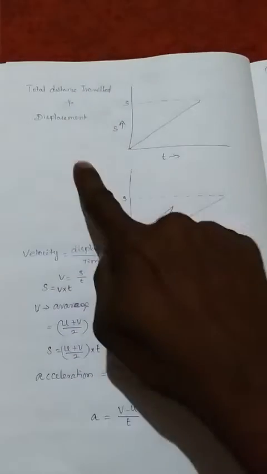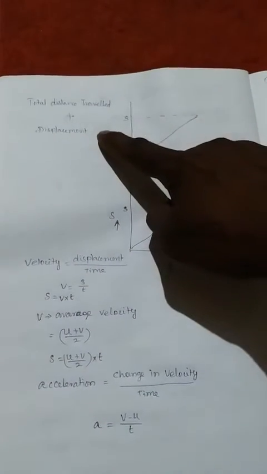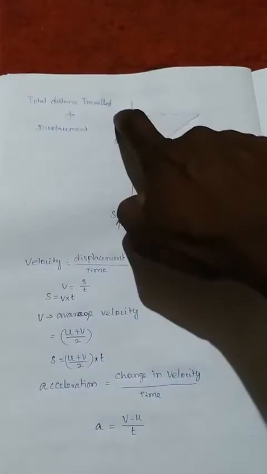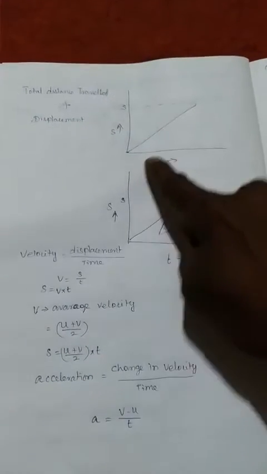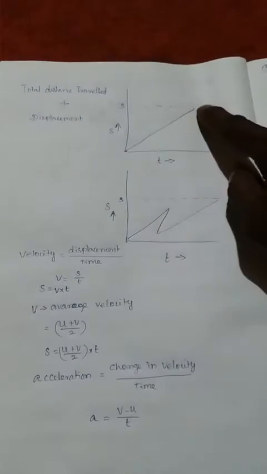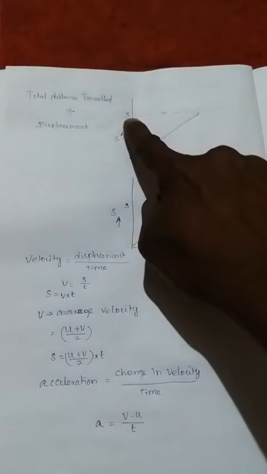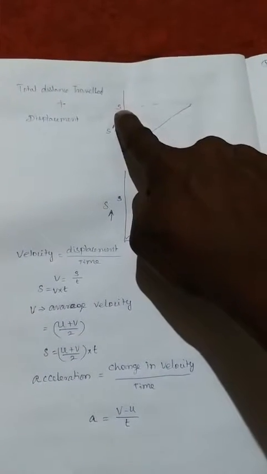Now look at another diagram here. Now I am going to explain the difference between the total distance traveled and the displacement. So here there is a displacement. Here the displacement is in the forward motion, so the total distance traveled will be S.